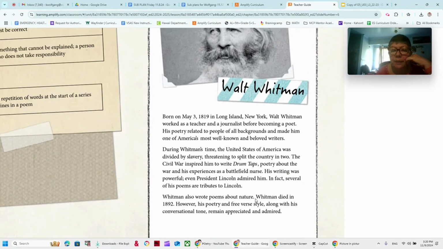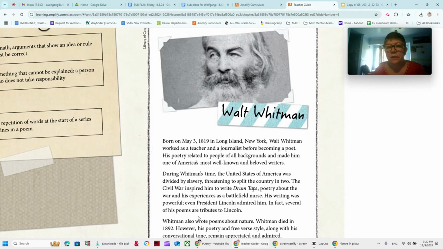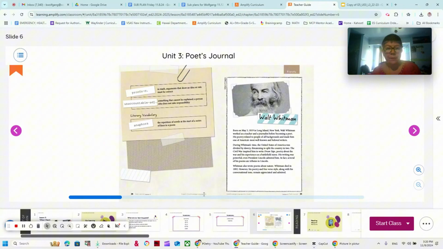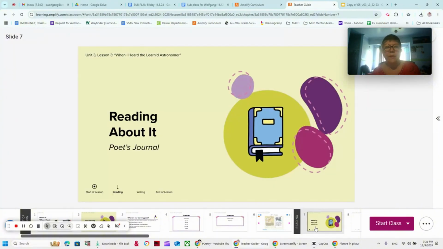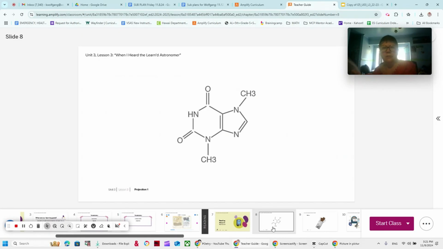Whitman also wrote poems about nature. He died in 1892. However, his poetry and free verse style, along with his conversational tone, remain appreciated and admired as one of America's best-known poets. And we're going to be reading his poem. But before we read his poem, let's talk about this.